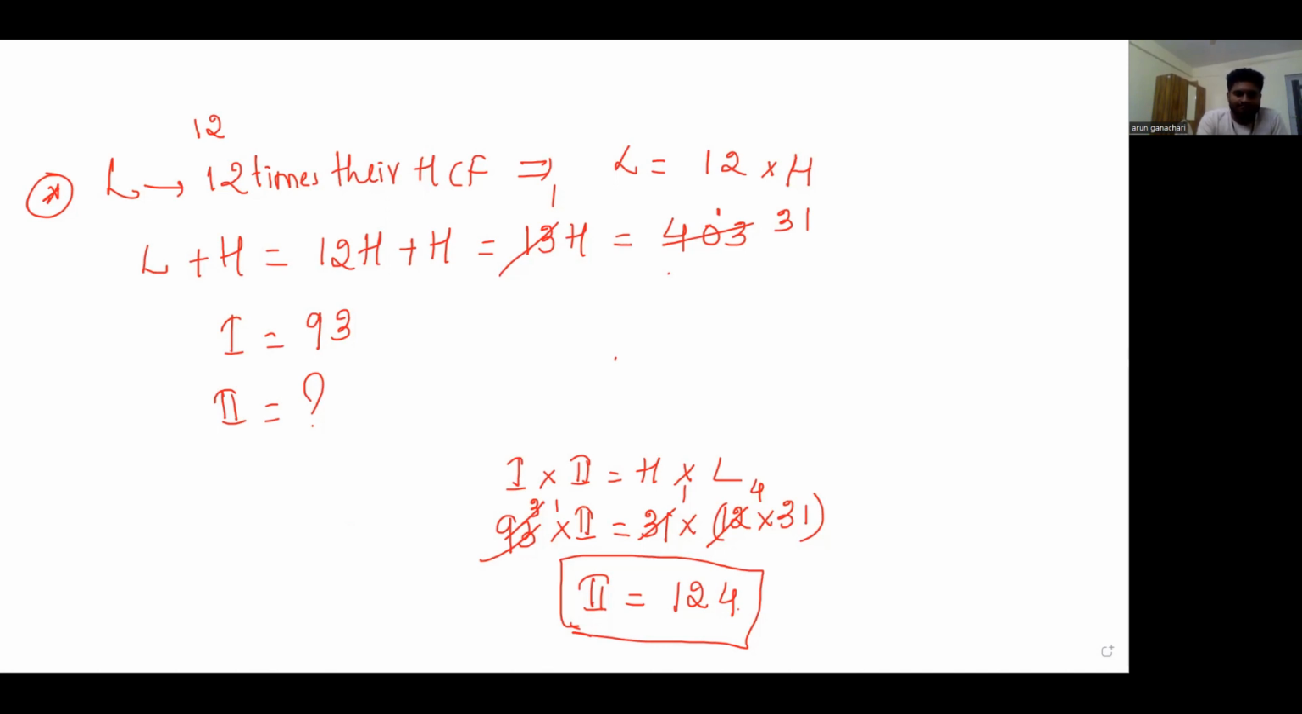Can we move ahead? So now, we have two simple concepts before we end the class: HCF and LCM of fractions. If the numbers are given in fractions, how do we find the HCF and LCM of that?